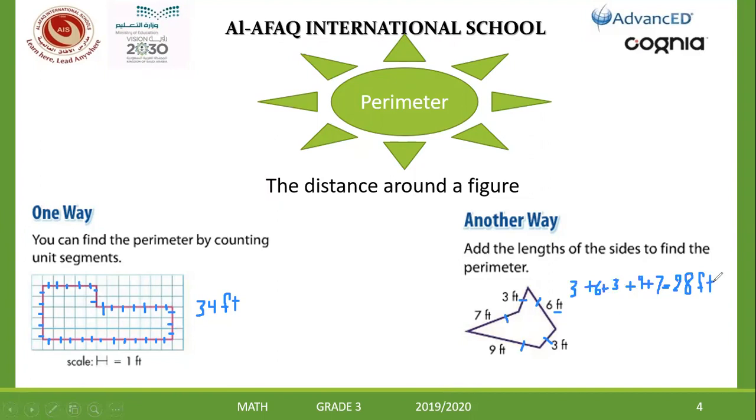So we can say we have two ways to find the perimeter of the figure. If the figure is drawn on a grid, we can find the perimeter by counting all the unit segments. If you have the figure without a grid, you can find the perimeter by adding all the side lengths.